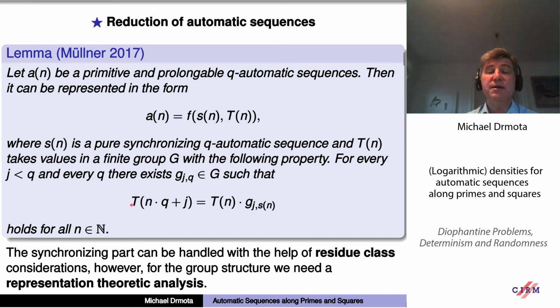And this gives us another technical input. If we have a group valued function, then we can apply representation theory to get distributional results, and this will actually be applied. So we can reduce an arbitrary prolongable and primitive sequence to a more or less periodic part and a group valued, more or less automatic sequence. So this is a very important piece of information.